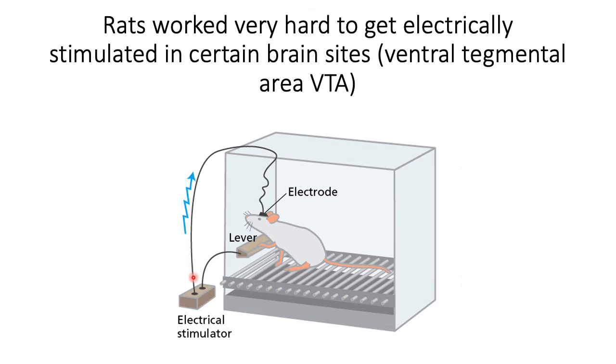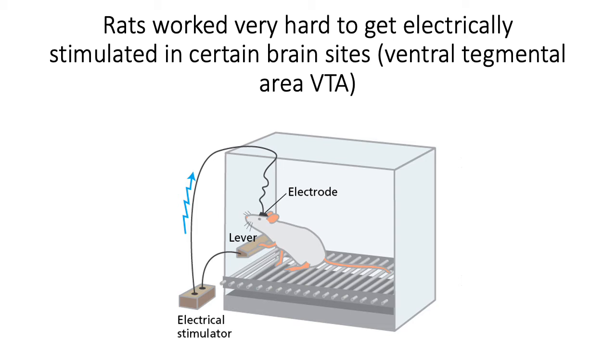The mouse is put in a cage. Here is the electrode that is connected to the VTA. Every time the mouse pressed the lever, it would stimulate its own VTA, and the mouse kept doing this so much that it didn't even care about eating.